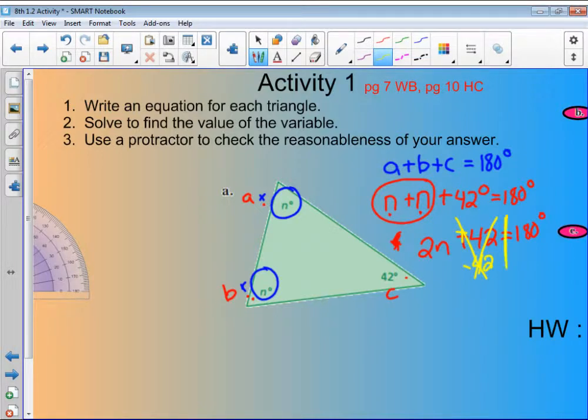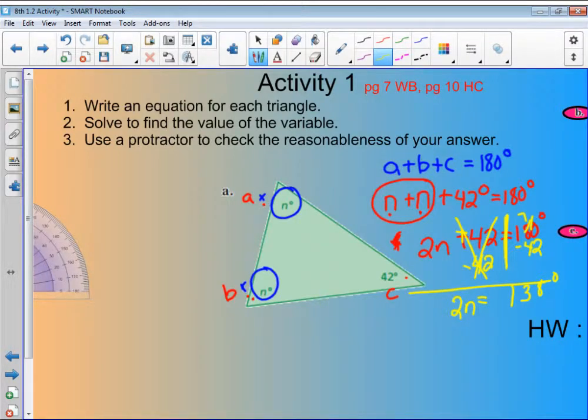Now remember, we have to balance the equation. So here's my equal sign. Whatever I did to one side of the equal sign, I have to do to the other. So we're going to say minus 42. Okay, remember, we're always trying to work to get that letter, that variable, by itself. So now if I go through and I do 180 minus 42, that's 8, 3, 1. I get 138 degrees. And now I have 2n equals 138.